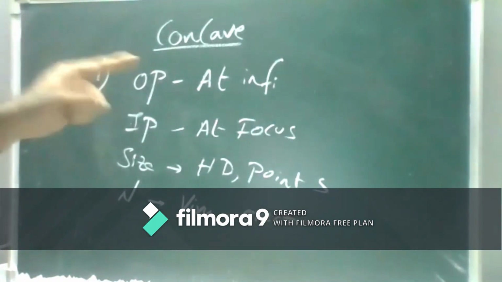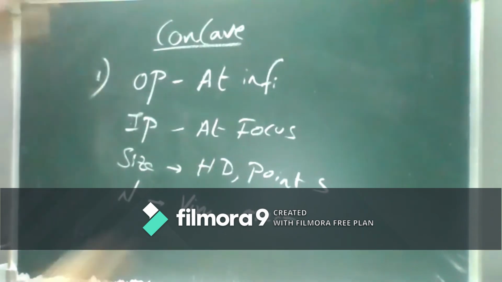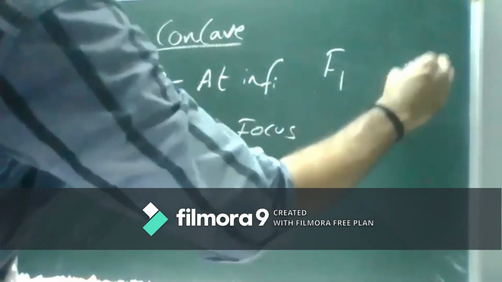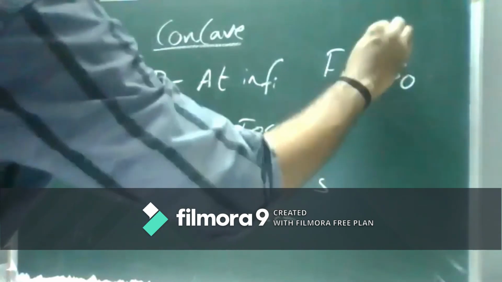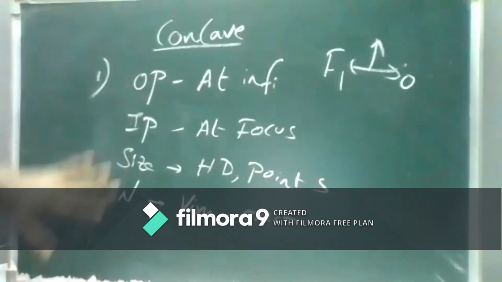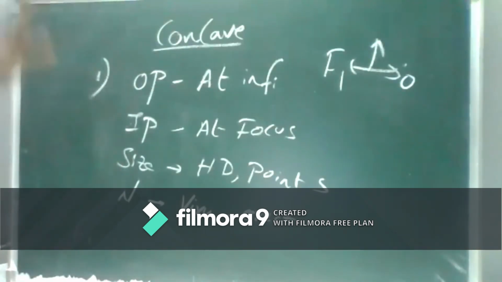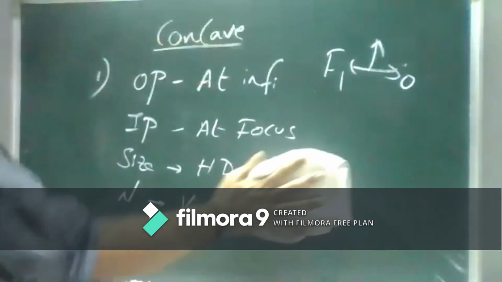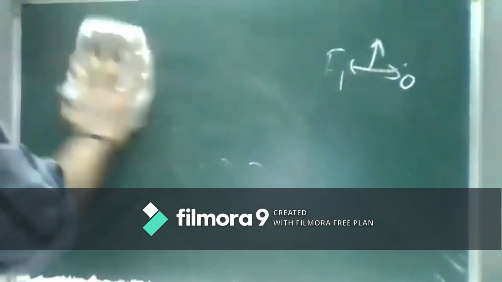The concave lens's second ray diagram is for an object between focus F1 and the point O, the center. When we place it in the middle here, only then is it virtual and erect. All others are real and inverted only. Remember that in a concave lens everything is virtual, and in a convex lens, apart from this one, everything is real and inverted. Okay, let's see the ray diagram for the concave lens.